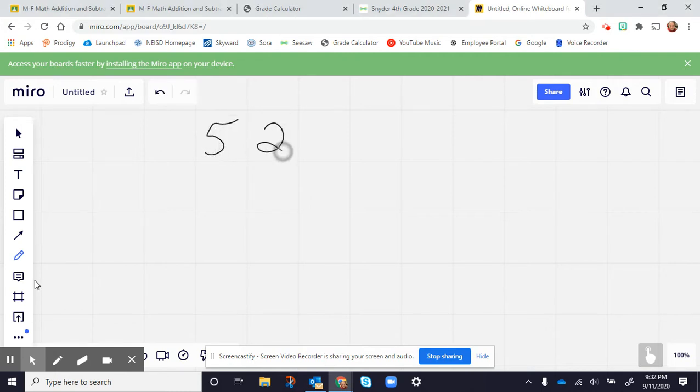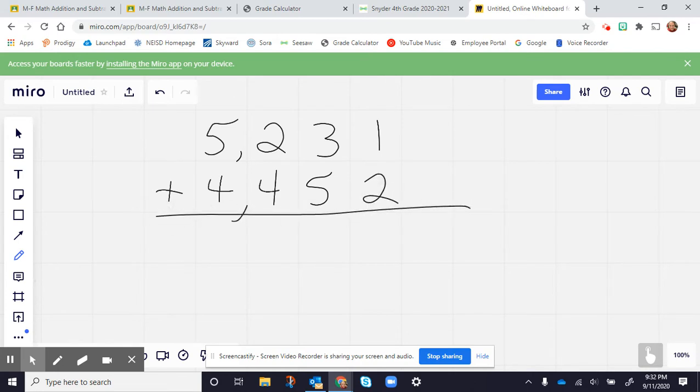523. Let's go ahead and go into the thousands. So 5,231 plus 4,452. So first we're going to start off with no regrouping. So you can think of these as separate items here. You can look at them at their place value chart.